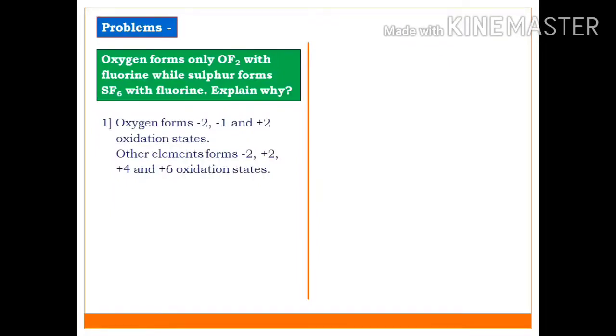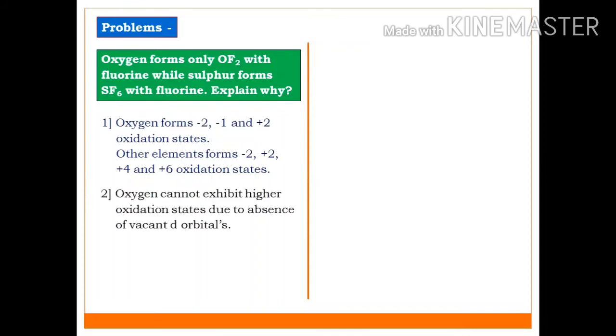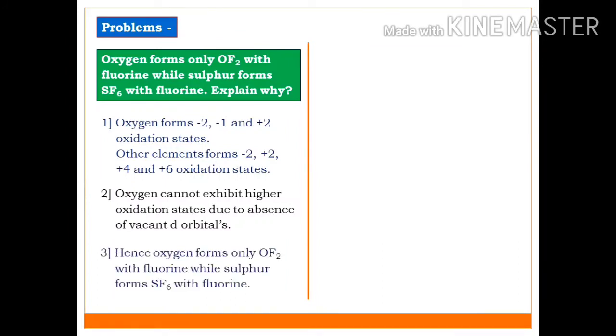Oxygen forms -2, -1, and +6 oxidation state. Other elements, they form -2, +2, +4, and +6 oxidation state. This is the anomalous property just now which we have seen. Oxygen cannot exhibit higher oxidation state like +4 and +6. Why? Due to absence of vacant d orbitals. Hence, fluorine can form only OF2, whereas sulfur can form SF6 with fluorine.